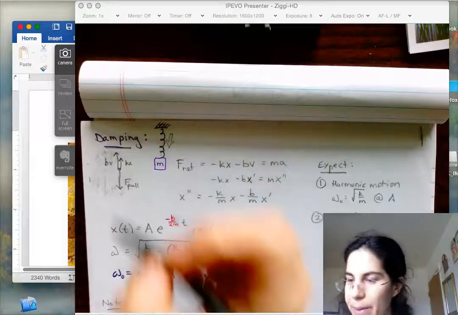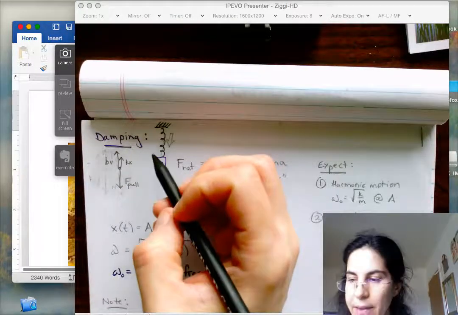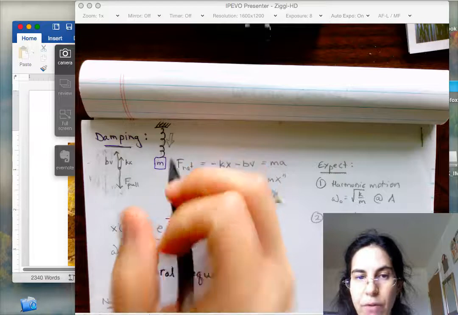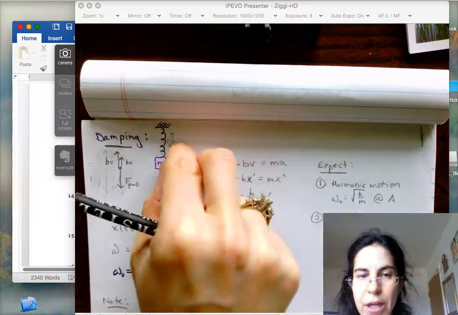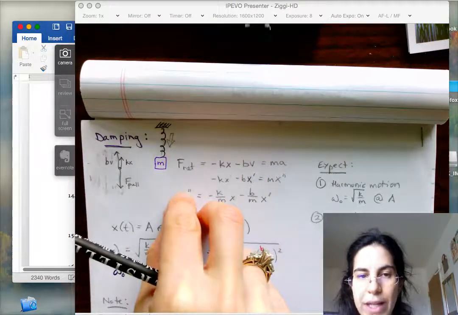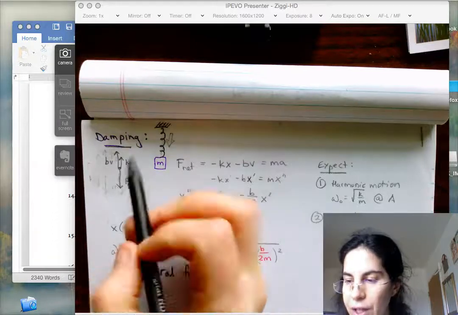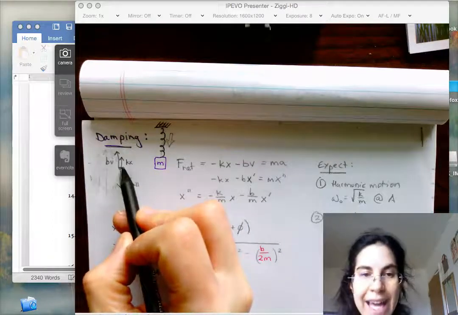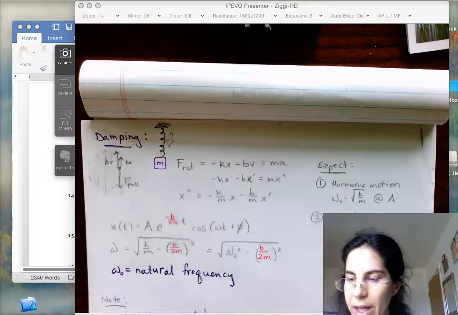Let's talk about damping. Here's a spring. It's on the tabletop. We're looking at it from above, so there's no pesky mg. You take it, you pull the mass this way as hard as you can. You'll feel a restoring force of kx going the other way.